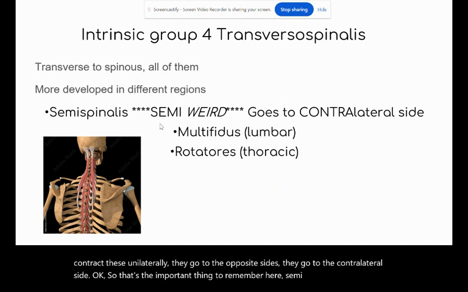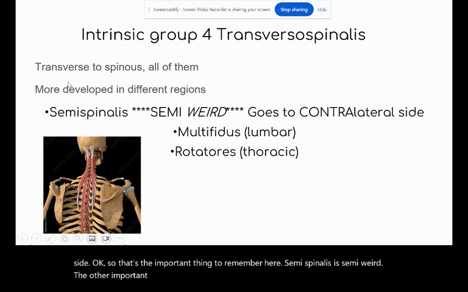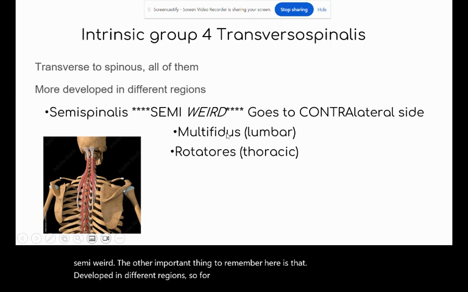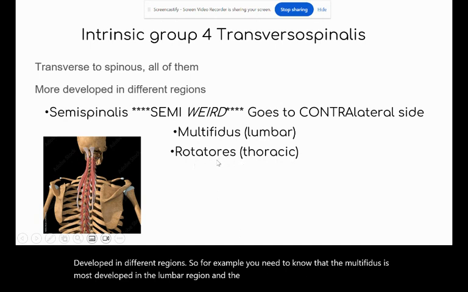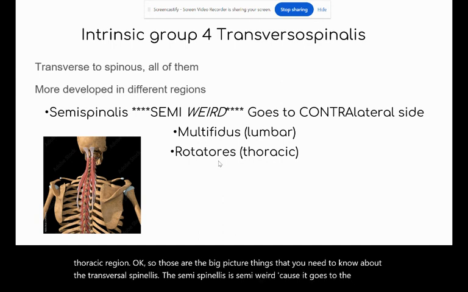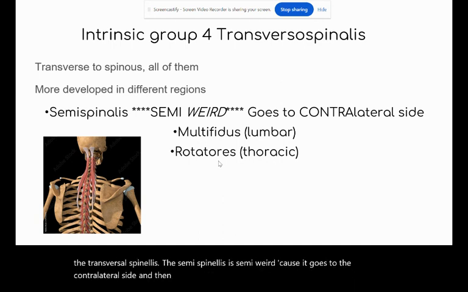Semispinalis is semi-weird. The other important thing to remember here is that they're more developed in different regions. So, for example, you need to know that the multifidus is most developed in the lumbar region and the rotatores are most developed in the thoracic region. Okay, so those are the big picture things that you need to know about the transversospinalis. The semispinalis is semi-weird because it goes to the contralateral side, and then know where they're more developed.